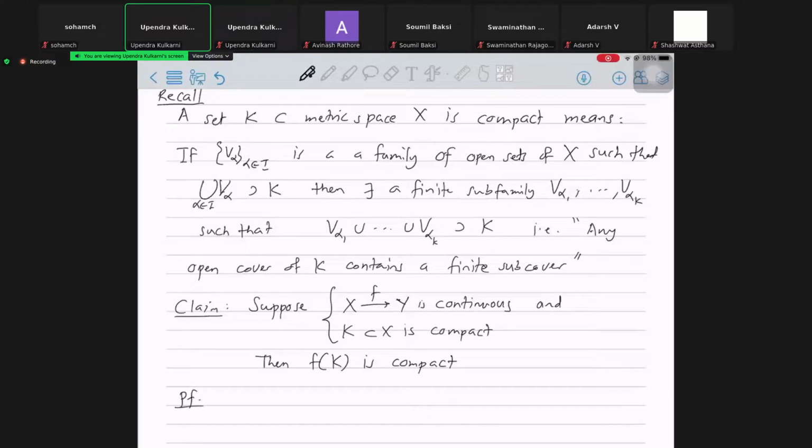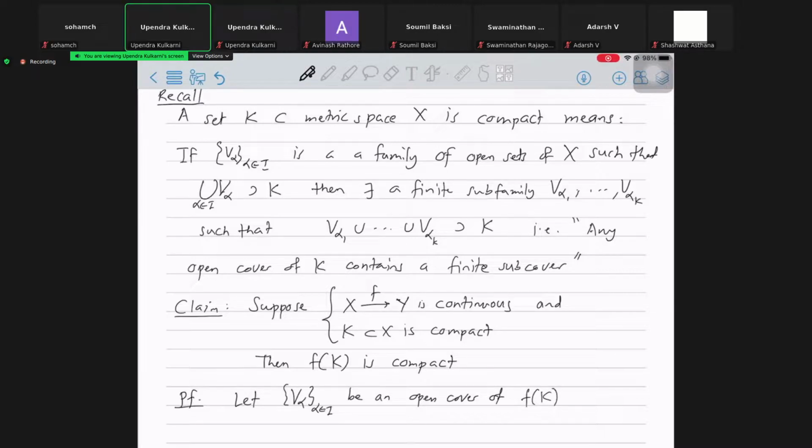So what do we do? We follow our rules. Let B alpha be an open cover of what? I need to show that a set is compact, so I need to start with its open cover, right? So I start with an open cover of what? Of f of K, correct?